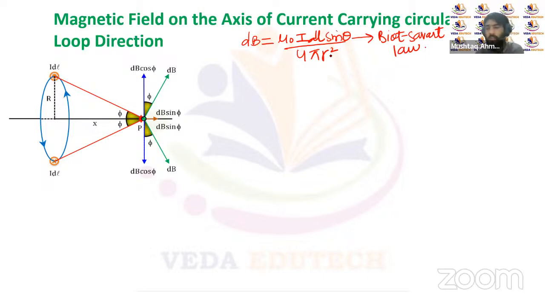So let's apply the same Biot-Savart law on this circular loop, on its axis. We'll choose an elemental current, let's suppose this element at the top of this ring. The current I is flowing through this element and dl is the length of this current element. If we want to find the magnetic field due to this current element, which is at a distance of r from this point P, this will be the direction of the magnetic field dB.